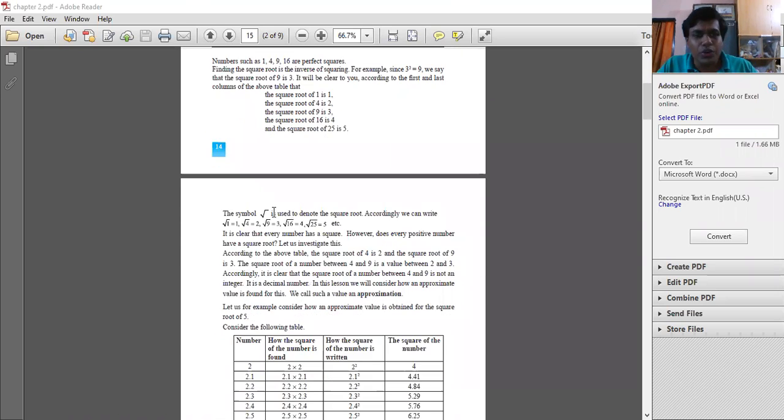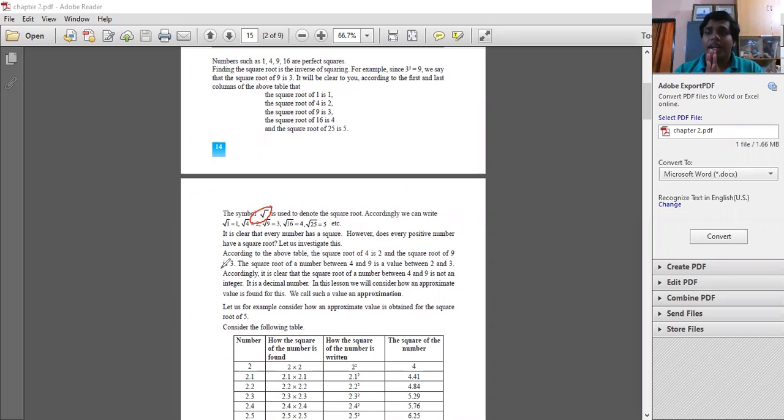The symbol root, this is root. Okay, this sign is root. Root is used to denote the square root. Accordingly, we can write this. When the square root of 1 is 1, you can write it like this. Root 4 is 2, root 16 is 4, root 25 is 5. That is how it is done. Anyways, now it is clear that every number has a square. However, does every positive number have a square root?